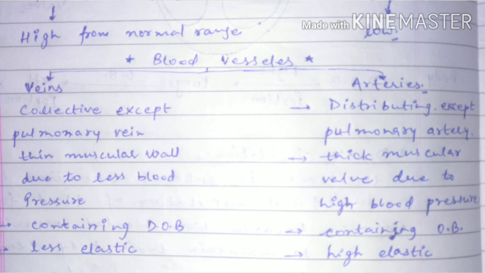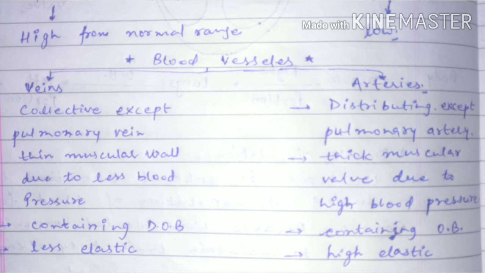Then student will see the types of blood vessels. Blood vessels are of two types in our body. One is the vein, another one is the artery. The first one is the vein. The vein is a collective blood vessel containing deoxygenated blood, except the pulmonary vein.